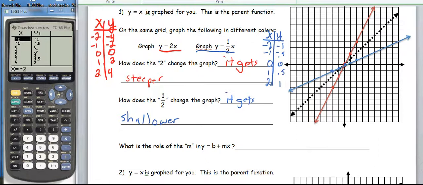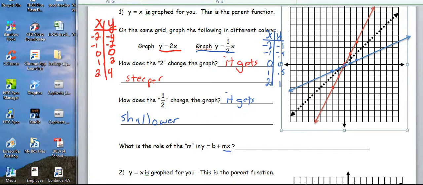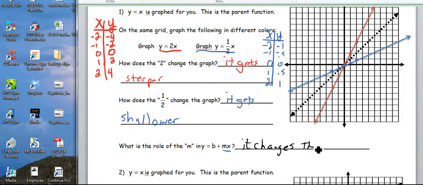And then we ask the question, what is the role of the m in y equals b plus mx? And we're talking about m is the slope of the line, and it's also the coefficient of x. And when we look at this, we can see that what it does is it changes the slope, or it changes the steepness, which is the slope. So I'm going to go ahead and just put slope right here.